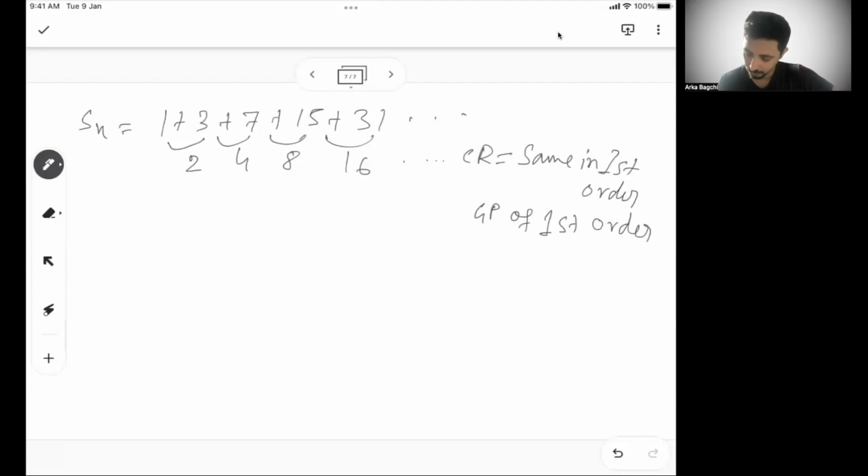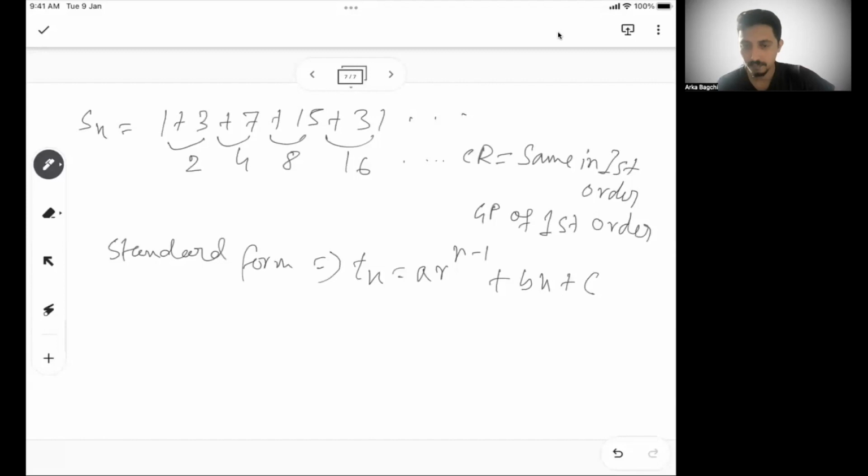So here the standard form is Tn = a r to the power n minus 1 plus bn plus c, right? So this is the standard form of a GP. Okay, a r to the power n minus 1 plus bn plus c.